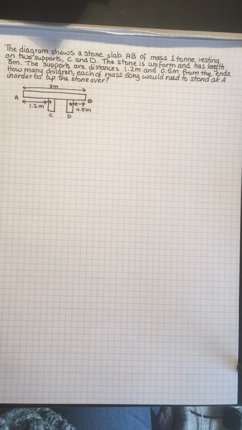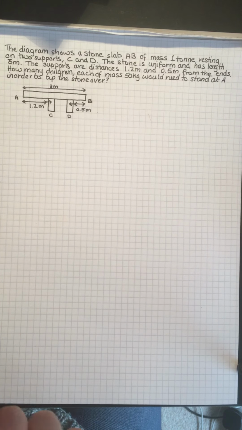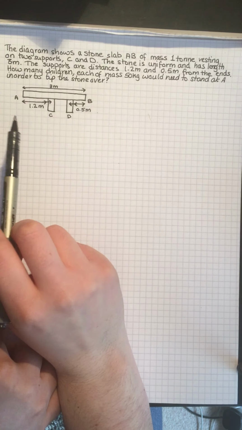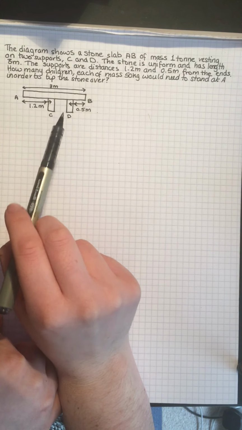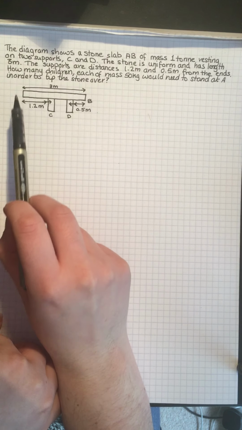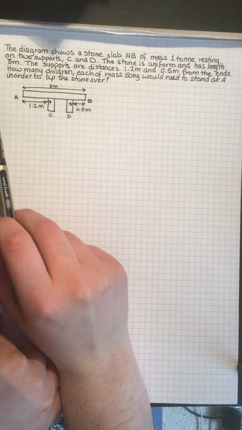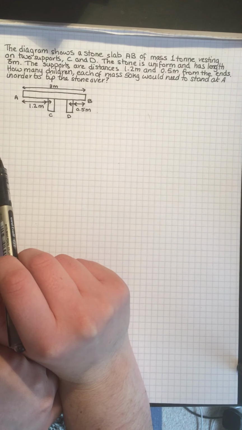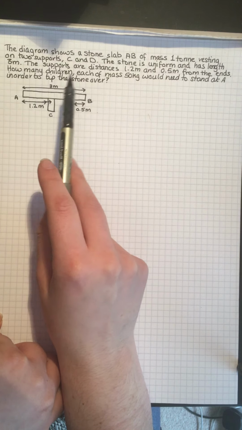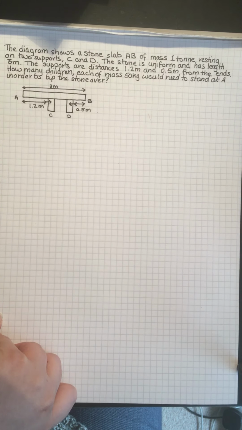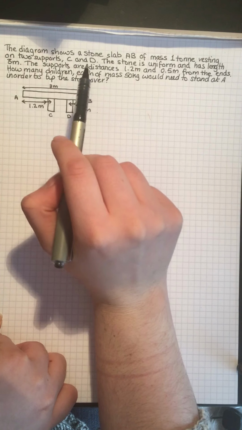Alright, in this video I'm going to show you how to do another question on moments. So we've got a diagram with a stone slab AB of mass 1 ton, resting on two supports C and D. The stone is uniform and has length 3 meters. The supports are distances 1.2 meters and 0.5 meters from the ends. How many children, each of mass 50 kilograms, would need to stand at A in order to tip the stone over? So let's add our forces on here.